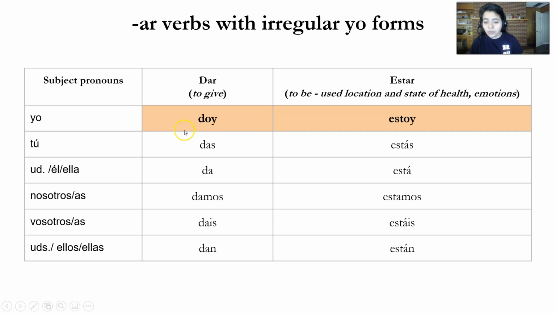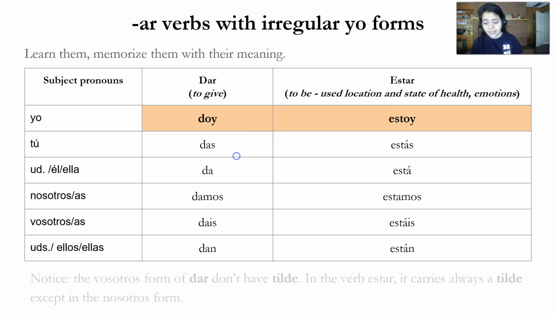So what you have to memorize is the yo form that is irregular. For dar, to give, it is yo doy. For estar, it is yo estoy. And then the other forms are regular. So what do I mean when I say they have irregular yo forms? That they don't follow the pattern we have already seen before with verbs like cantar, that would be canto, hablar, hablo, practicar, practico. So as you can see, these ones are irregular yo forms, but all the rest of the forms are regular. So you have to memorize them with their meaning.